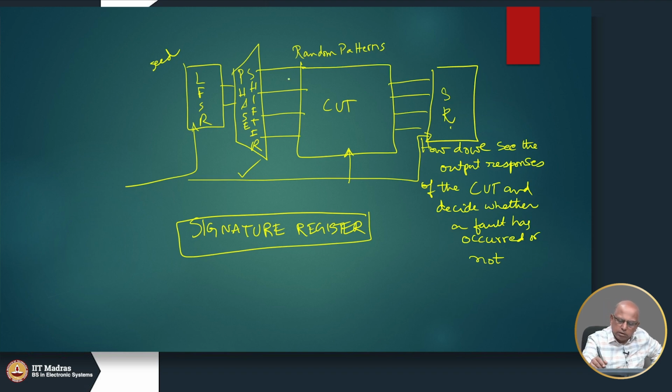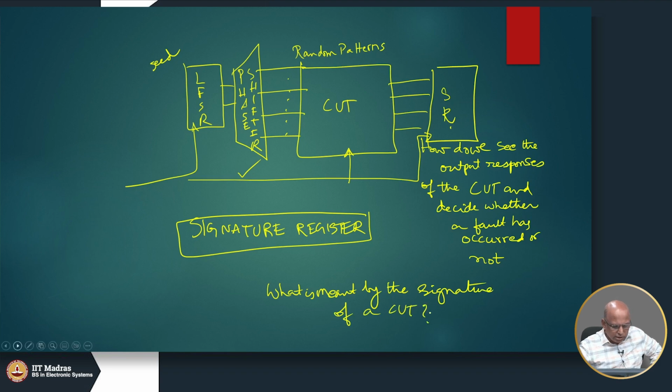So, the CUT will get random patterns, and the signature register computes the signature of this CUT. We will have to understand what a signature is. What is meant by a signature of a circuit? Let us try to understand that.